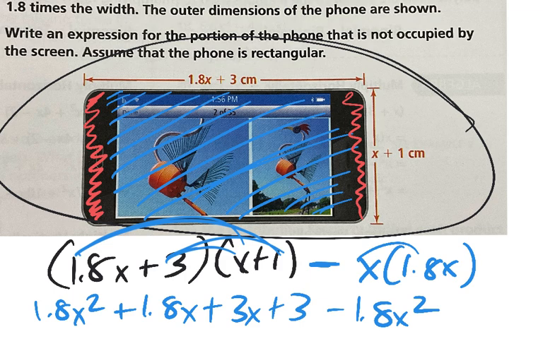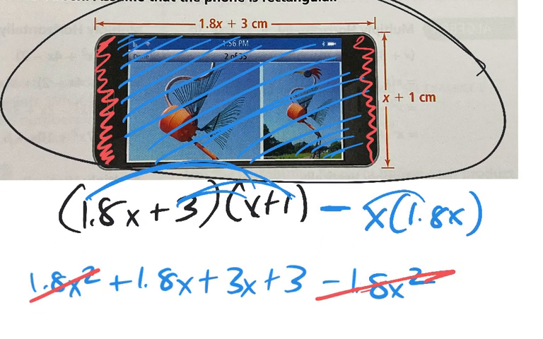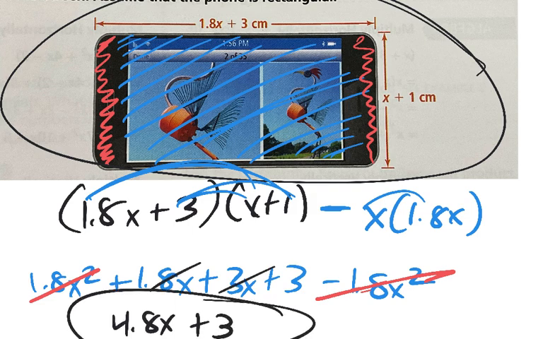Now do I have any like terms? 1.8x squared and negative 1.8x squared. So those completely cancel out. Do I have any more like terms? Yeah, 1.8x and 3x, which combine to give me 4.8x. And then the plus 3 had no like term. That's my final answer.